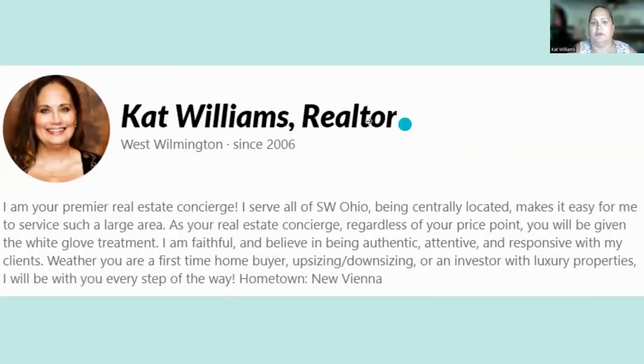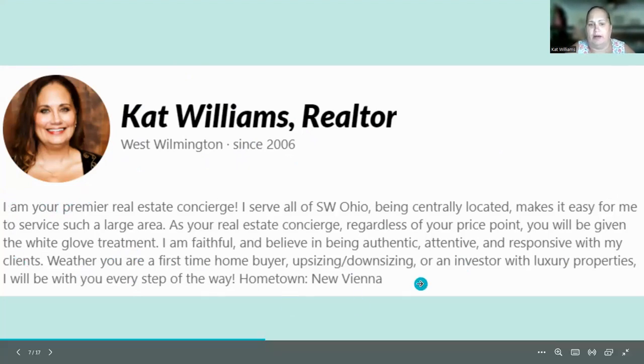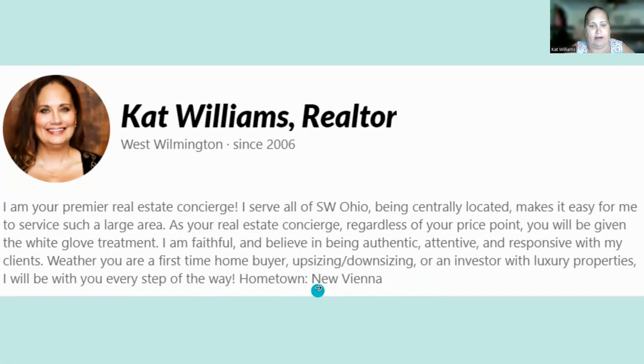So when you're setting up your account, see, I did Kat Williams Realtor. I don't live in West Wilmington, but that is where my farm is. And I added "since 2006" because that's how long I've been a real estate agent. And then of course you do your bio. Know that if you put your hometown in there when you're setting up your page, it will automatically put your hometown at the end of your bio. New Vienna is not my hometown, but it's where I live right now, so it shows them that I am local to the area. There are about 500 characters to do your bio.